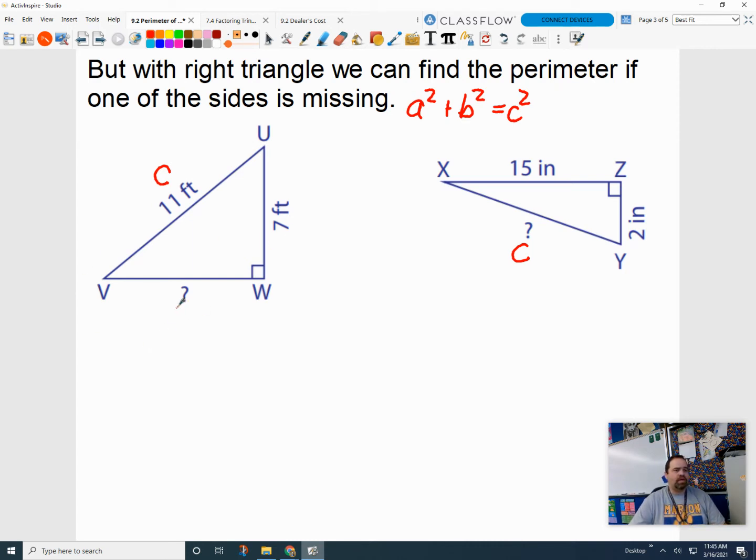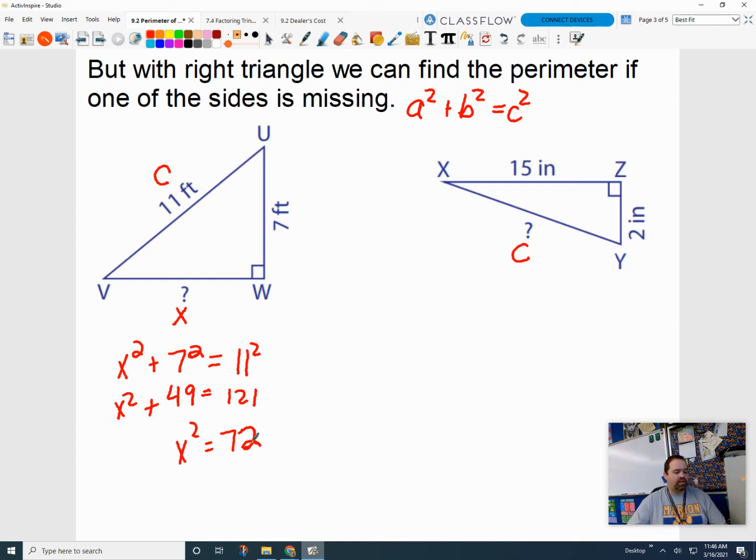So setting this one up here, my missing side I'll just call x. So I've got a squared plus b squared equals c squared. All right, square my 7 and 11, so that's 49 and 121. All right, since I have the c, take 121 minus 49, that is 72. So x squared is 72. Now that's not your missing side. That is your missing side after it has been squared.